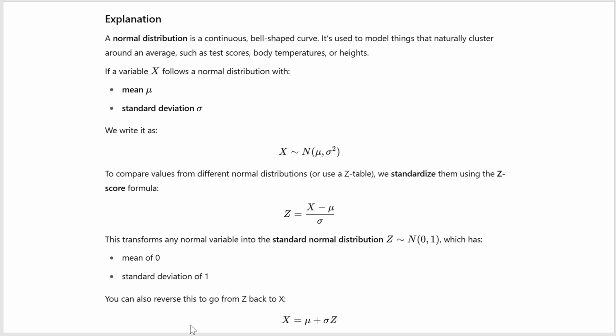We can also reverse this to go from z back to x. How? Sigma multiplied by z plus mu is your original x value. So these spaces are interchangeable.